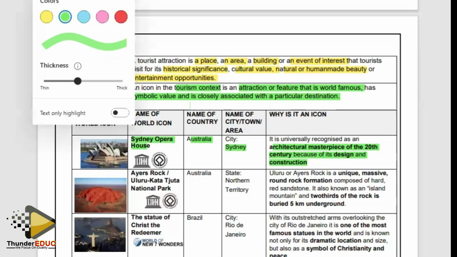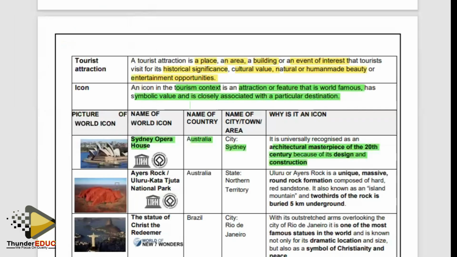Now moving on to the next icon, we are still in Australia. The next icon in Australia is a natural landmark known as Ayers Rock. The indigenous name is Uluru Kata Tjuta National Park. So you can call it Ayers Rock or the Uluru Kata Tjuta National Park. You also need to acknowledge that it is a UNESCO World Heritage Site. It is located in Australia.